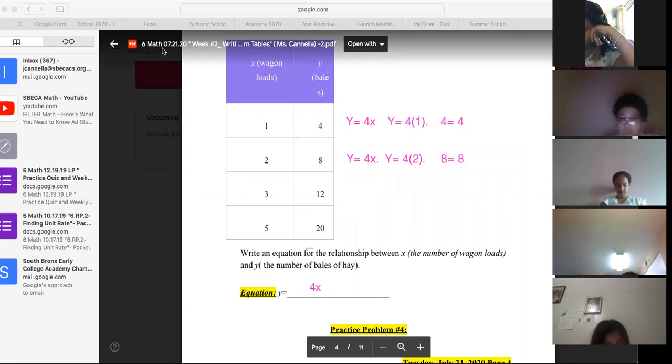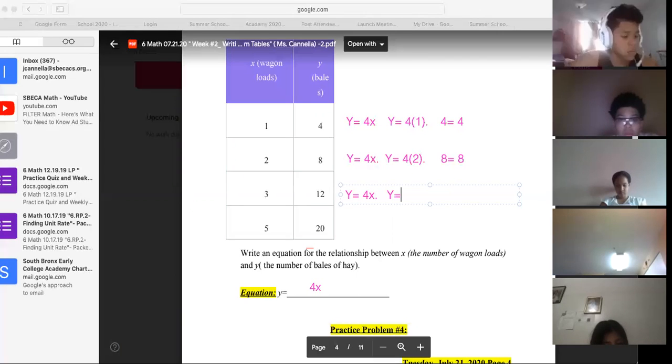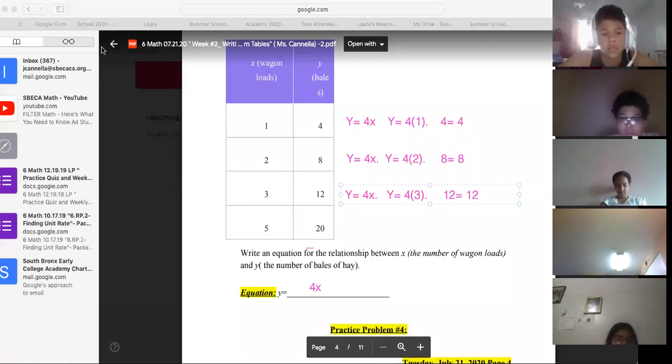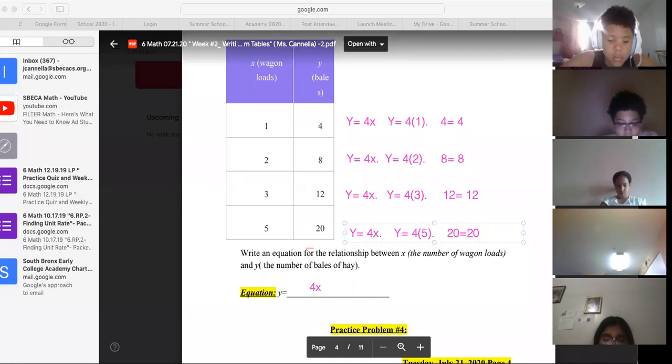Let's do it when x is 3 now. So y is equal to 4x. Now, if x is 3, we do 4 times 3, which is what, Amanda? 12. So we're going to get 12 equal 12. Is that true? Yes. Now let's do it here. We're going to do y equal 4x, y equal 4 times 5. What's 4 times 5, Amanda? 20. 20 equal 20. Therefore, that's how you know your work is true.